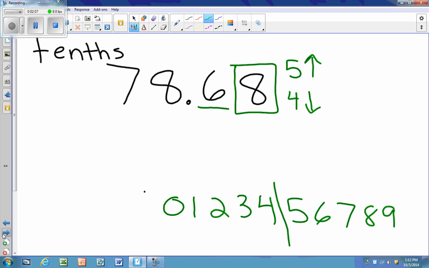So I have my 8 right here. My 8, which I can only look at, tells me to bump my 6 up one spot. So I bump the 6 up to the 7. Everything to the left stays the same. And then this disappears and is gone.